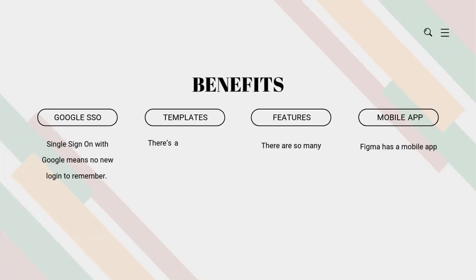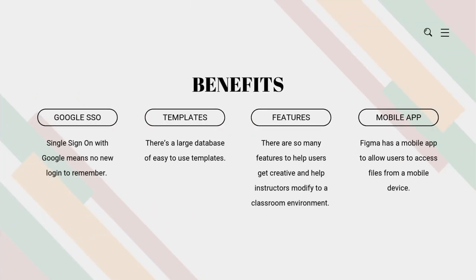There are several benefits to using Figjam Board as your digital whiteboard solution. These include the Google integration that includes a single sign-on option and allows you to share Figjam boards directly to your Google Classroom, the wide library of templates and features available for editing your Figjam boards, and the mobile app that makes Figma accessible from mobile devices.